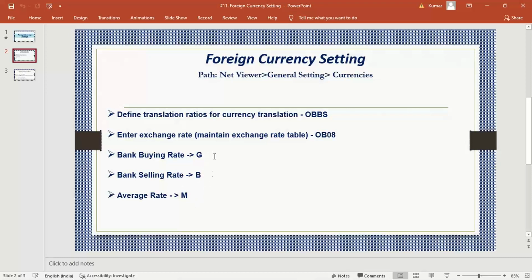I don't know why they have kept this G or B or M. Buying rate is supposed to be B, selling rate supposed to be S, average rate supposed to be M. That would have been better, guys. It would be easy to remember. But anyway, it is given by SAP standard. This code is given by SAP, and it is coming from long back, even when the older version was there. The same code was there, guys. It's okay. So what is happening, guys?